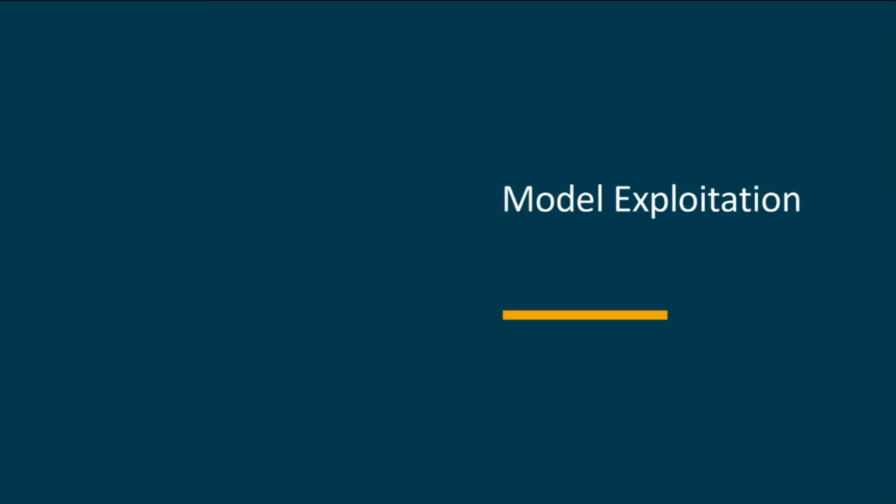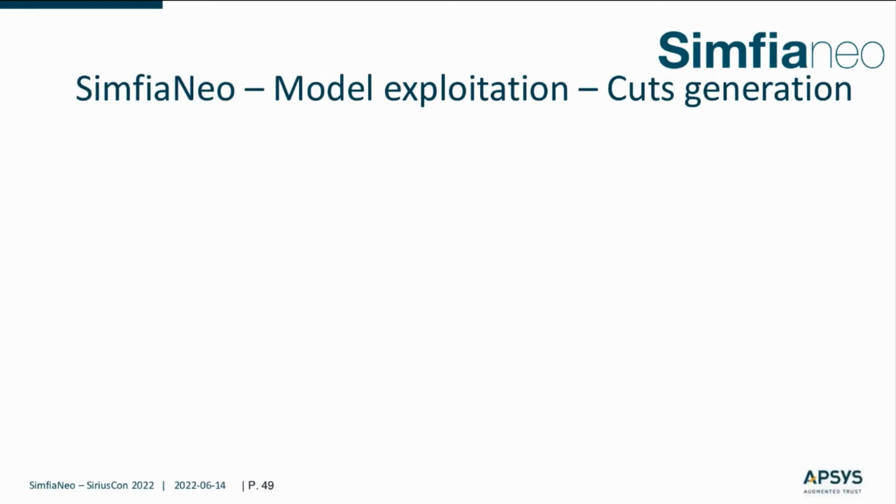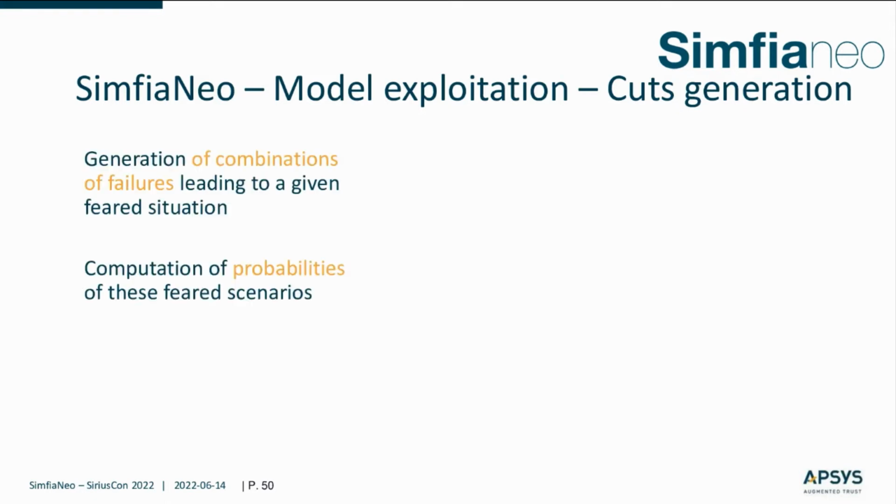First pillar, building the model. Second pillar, validating the model. And then, of course, the third pillar is about exploitation. Exploitation will mean computation, of course, but also going further with the results. So the first part is about computation, and the main kind of computation we want to do when we are performing safety studies, which is part of dependability, is generating the scenarios which can lead us to the feared situation.